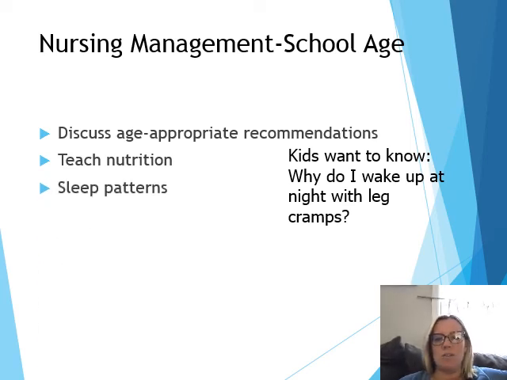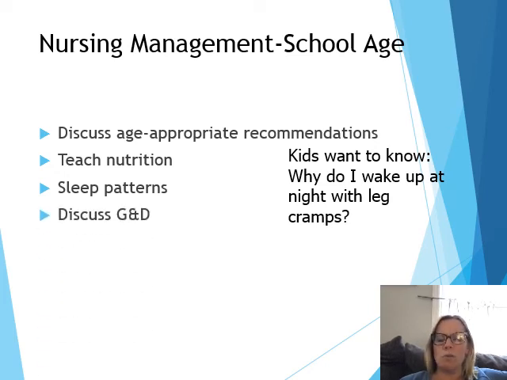Sleep patterns. Encourage a bedtime of about 8 to 9.5 hours of sleep at night. Okay, and these guys generally aren't taking naps during the day. If they are taking naps during the day, you've got to take a look at what their schedule is and if they're getting the 8 to 9.5 hours of sleep at night.